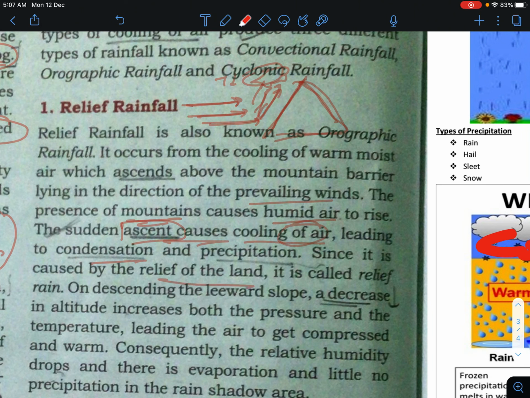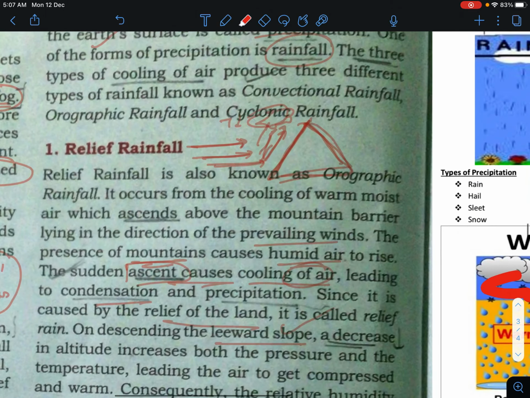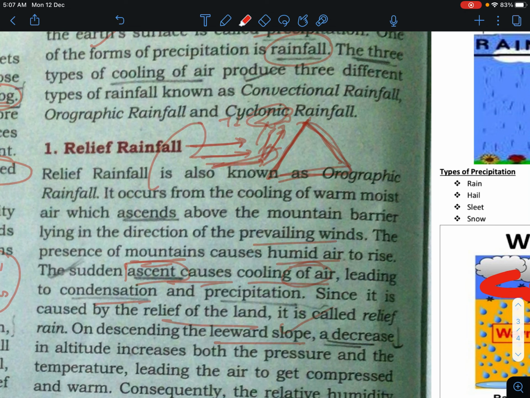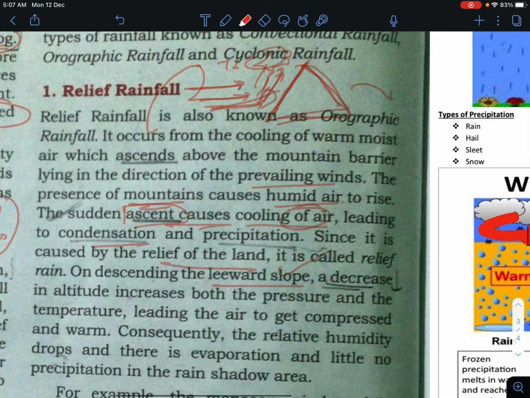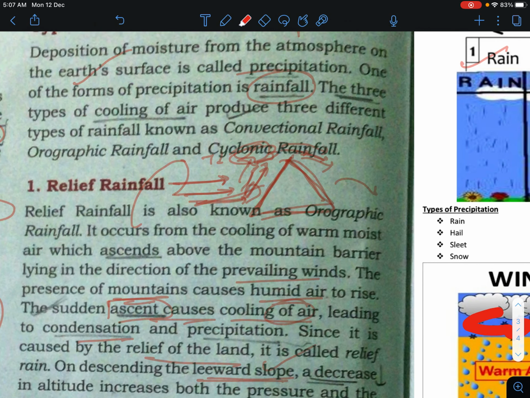Since it is caused by the relief of the land, this mountain, it is called relief rain. Now, this is the windward side and this area is called the leeward side. On descending the leeward side, after releasing the moisture into the atmosphere, the air is going again this side.